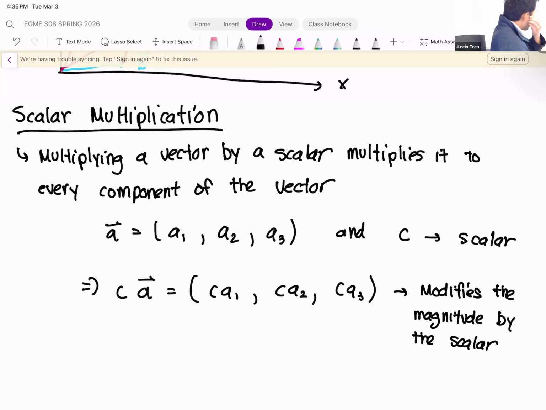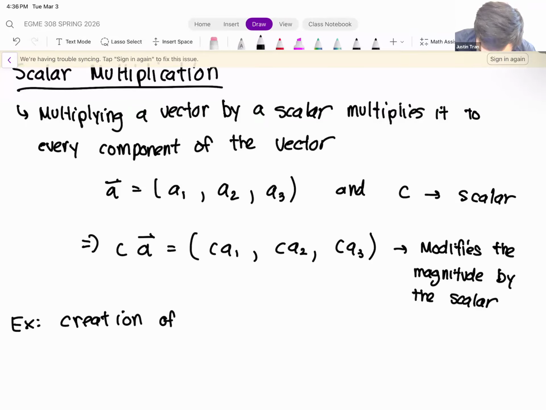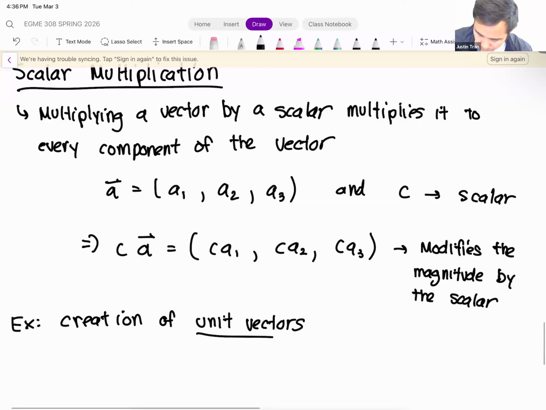All right, so let me give you an example of one thing that we do a lot in engineering analysis: we create what's called a unit vector. The concept of a unit vector is probably something you've seen before in your previous classes, but the whole idea of a unit vector is that it is a vector that has a magnitude of 1.